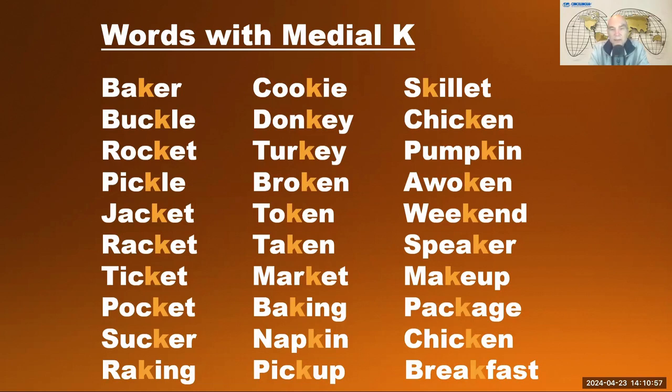Package. There was chicken in the package. We ate packaged chicken for breakfast.